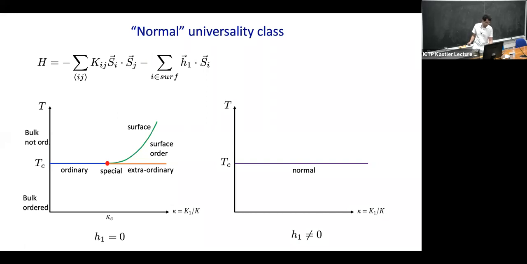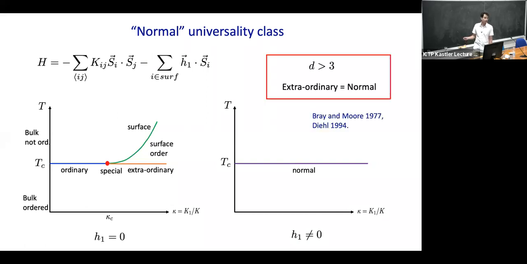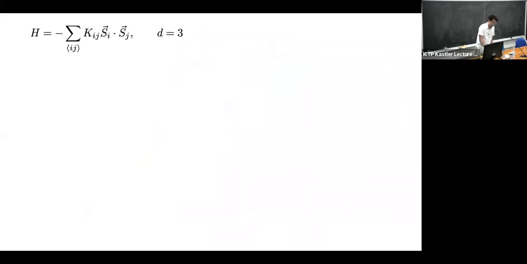And it turns out that if the bulk dimension D is greater than 3, then the extraordinary universality class here without the symmetry breaking field is essentially the same as the normal universality class. That is, it doesn't matter whether you break the symmetry on the boundary explicitly or spontaneously. Once you have a boundary order parameter, you essentially have the same universality class of the transition. So this is essentially understood. Now, the interesting thing is what happens if the bulk is three dimensional. So this will be the subject of my talk.